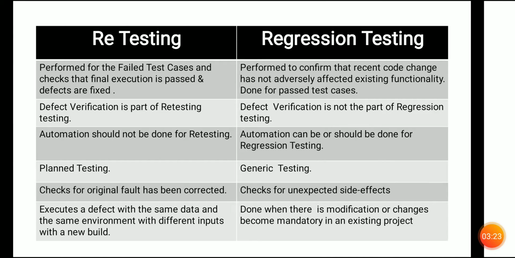Retesting checks that the original fault has been corrected, whereas regression testing focuses on unexpected side effects. Retesting executes a defect with the same data and the same environment, with different inputs, on a new build, whereas regression testing is done to check modifications or changes which are mandatory for the build in an existing project.